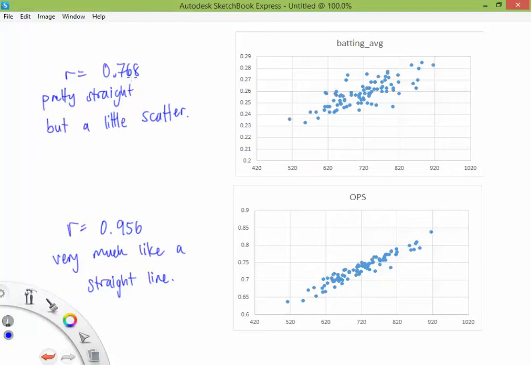So you can see the difference between r equal to 0.768 and r equal to 0.956 when you've got lots of data points.